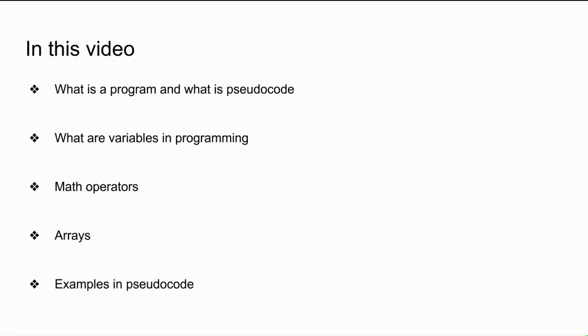In this video, we are going to cover what a program is and also what pseudocode is. I will include examples of simple programs in pseudocode, so you can get an idea of how the code will look, including what in programming is called variables and how to use them. We will also see math operators and what arrays are and how to use them.